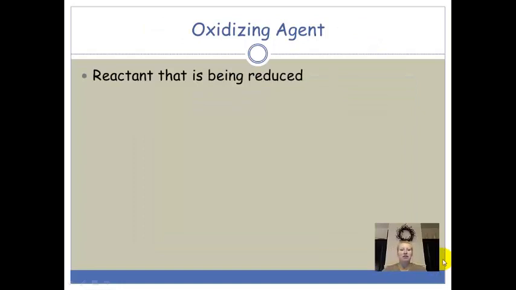Now we have a few definitions that are important for redox. The first is the definition of an oxidizing agent. The oxidizing agent is the reactant that is being reduced. It is the one that is actually doing the oxidizing, so it's the one that's being reduced. And vice versa, we have reducing agent. The reducing agent is the reactant that is being oxidized. So it's not being reduced, it's being oxidized because it's causing the reduction.